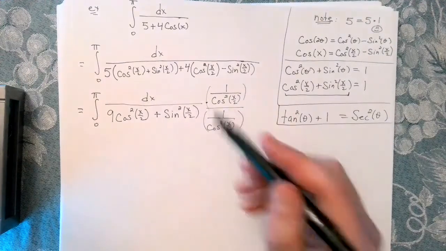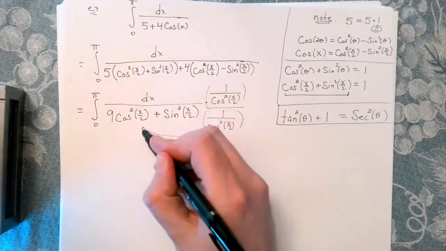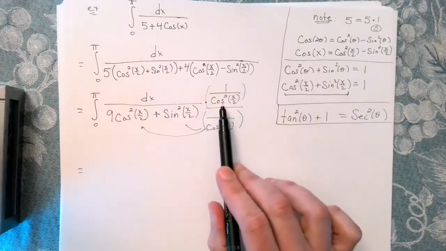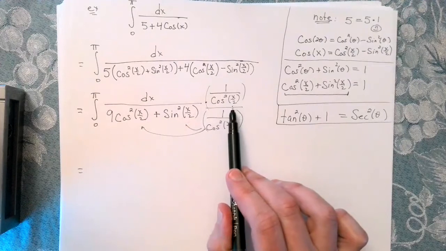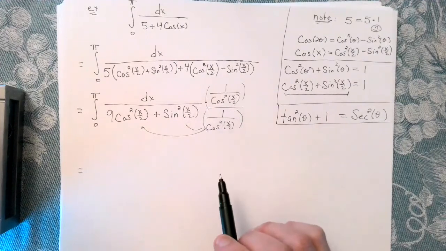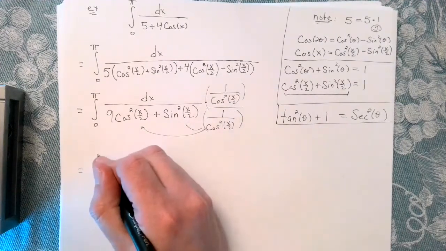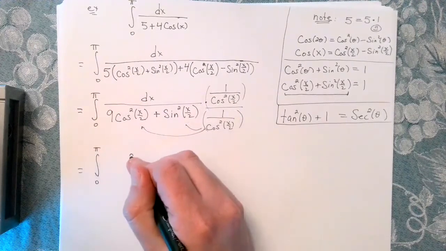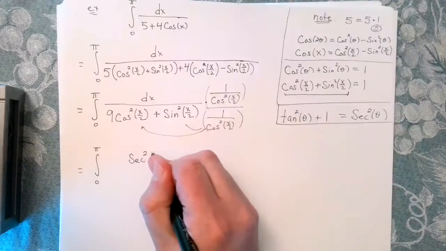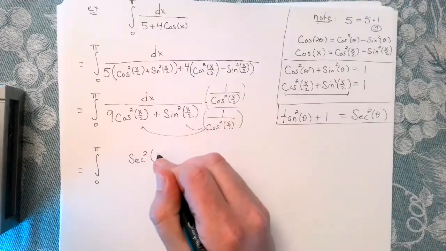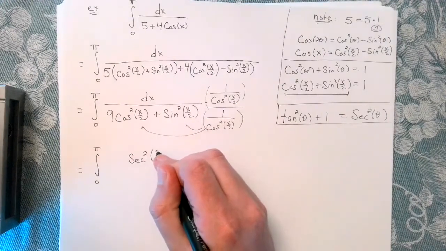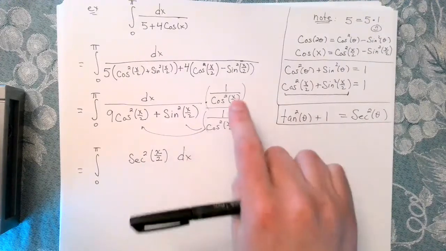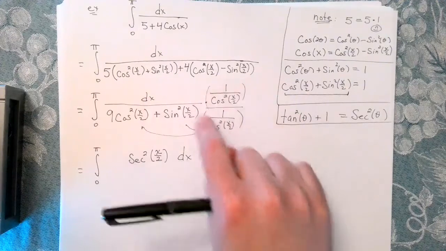Okay, so here I'm just going to distribute downstairs. And then upstairs, I just need to realize that 1 over cosine squared of x over 2, well, that's exactly secant squared of x over 2, just by definition of secant. So it looks like I've got a secant squared, which seems maybe promising. We'll find out in a moment. Of x over 2. We've got a dx. Okay, so here's my secant.